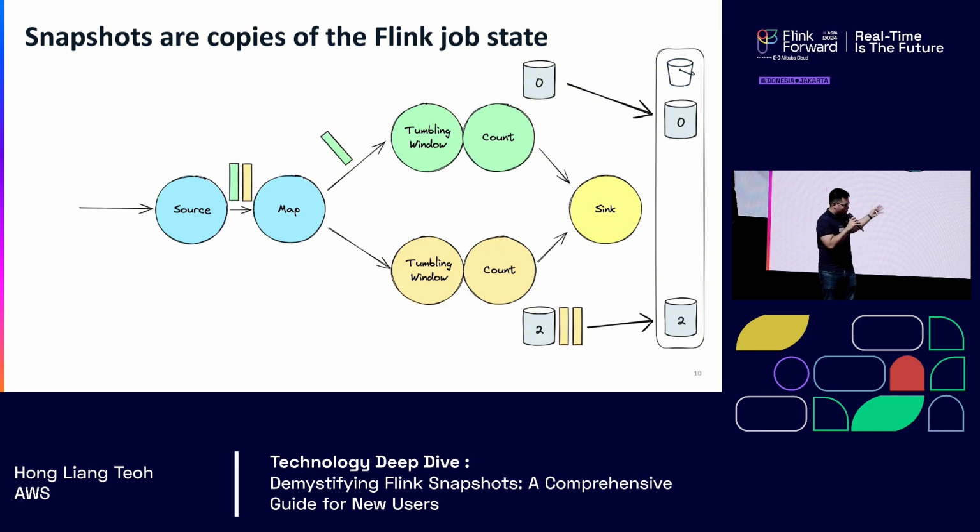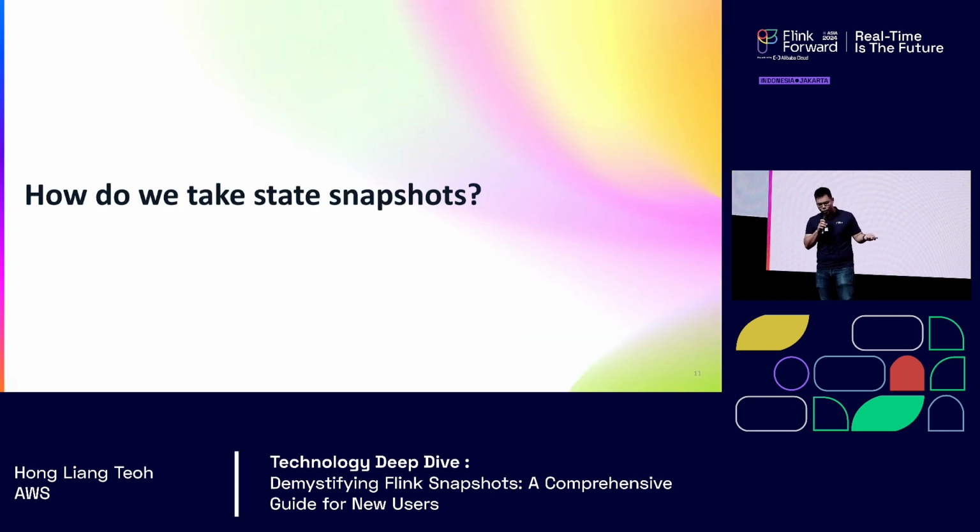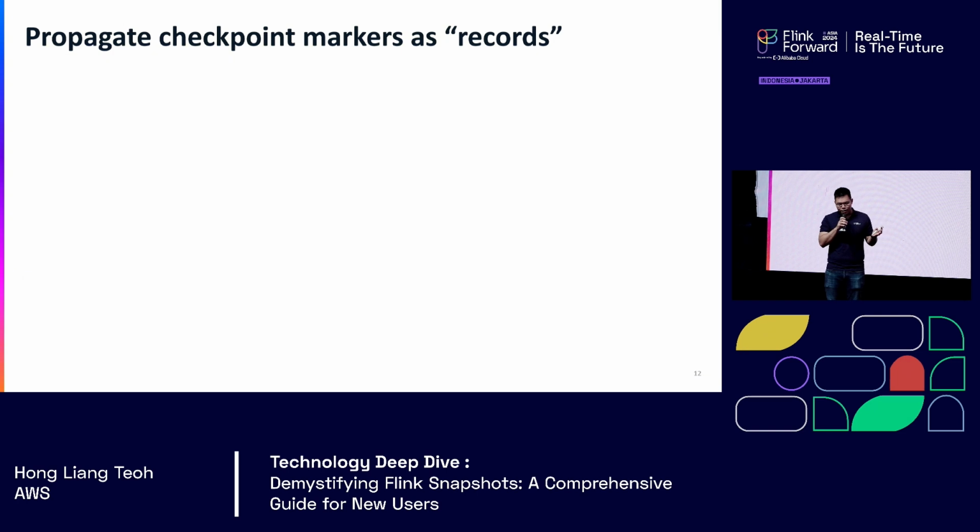You want your job to continue processing data even as you take a savepoint. So what Flink does is use an algorithm. It's not new, it's an algorithm invented in a paper, the Chandy-Lamport algorithm. So it uses this algorithm to take the savepoint, and we're going to cover that now. How does Flink take savepoints? I think this was also mentioned in Sintong's talk. It propagates checkpoint markers as records. What does that mean?